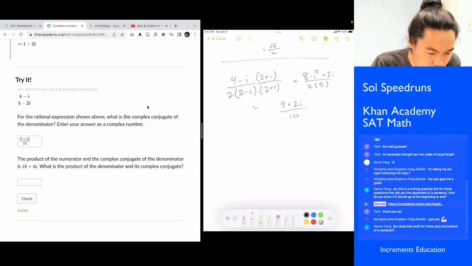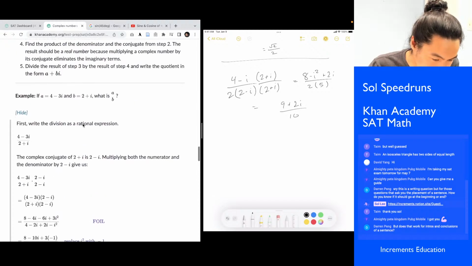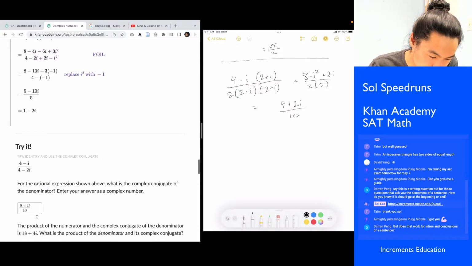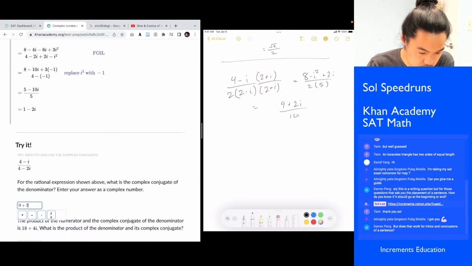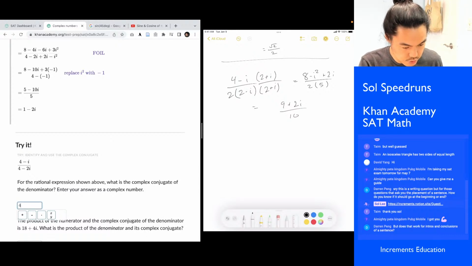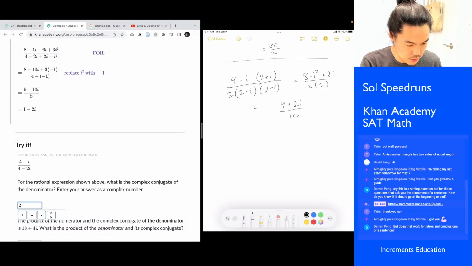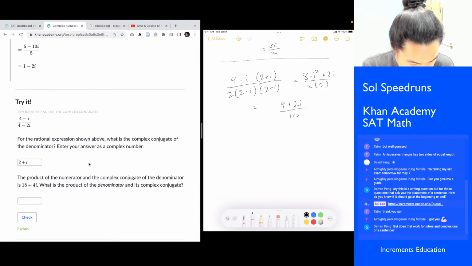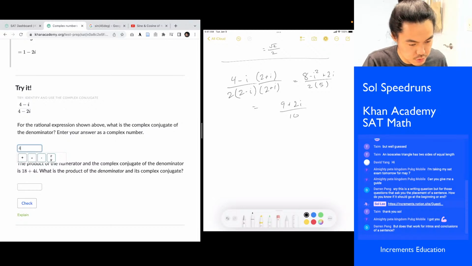Oh, wait, what is a complex conjugate? I don't know what a complex conjugate is. Do I have to know this? Oh, complex conjugate is just this opposite thing. Oh, duh. Well, then that question was way easier than I thought. Should I say 4 plus 2i? Or should I say 2 plus i? I'm going to try 2 plus i. No, I feel like this has to be 4 plus 2i.